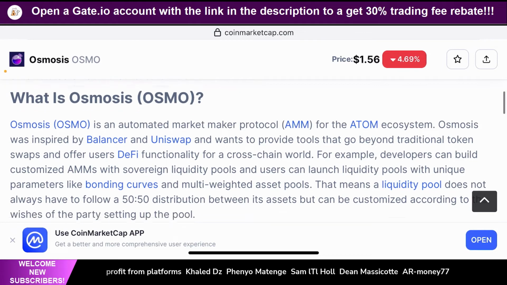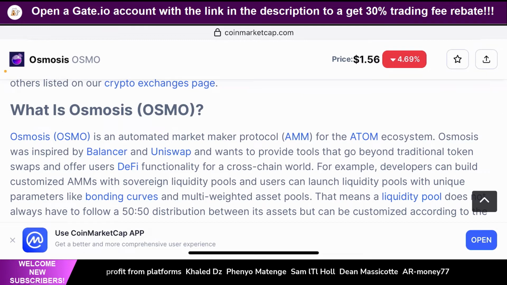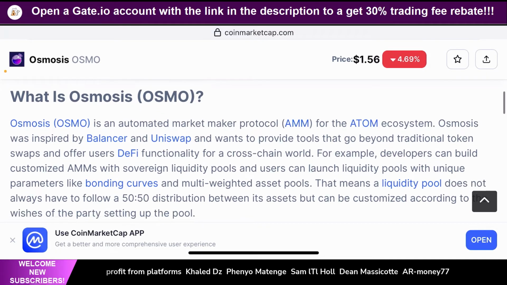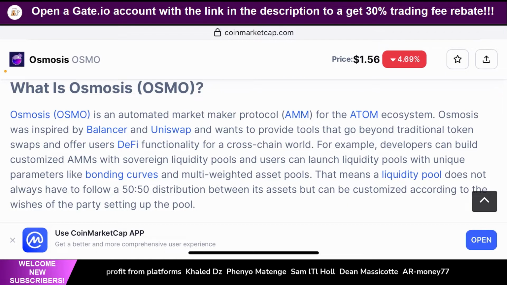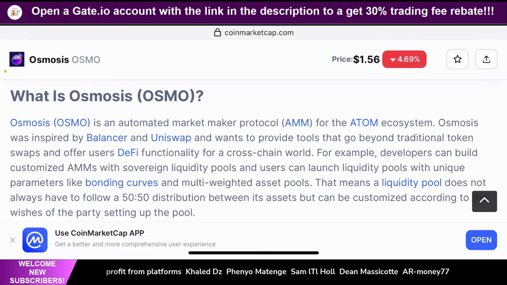So that means a liquidity pool does not always have to follow a 50-50 distribution between its assets, but can be customized according to the wishes of the party setting up the pool. So obviously, when you use Osmosis, you don't have to set a 50-50 pool. Let's say you're trying to create a liquidity pool for Osmo tokens and Atom tokens, you don't have to do it in a 50-50 ratio, right? You can do it in a customized ratio, which is not really that common in many other ecosystems as well as AMMs, right? So that's the main focus of what Osmosis does.